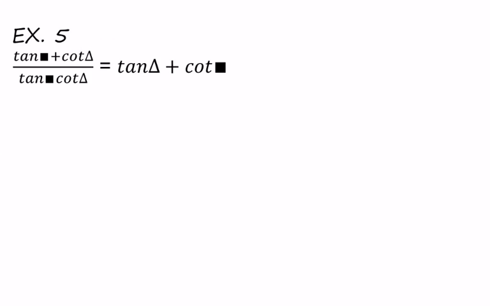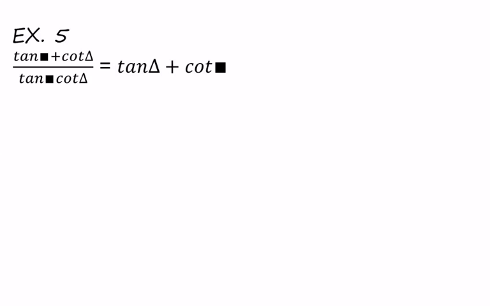Okay, this is the last example, and remember you can use any symbol or letter or shape that you want to that represents an angle. In this case I did squares and triangles, so square is one angle, a triangle is a different angle. I have tangent square plus cotangent triangle divided by tangent square cotangent triangle, and I'm trying to get that to equal tangent triangle plus cotangent square.